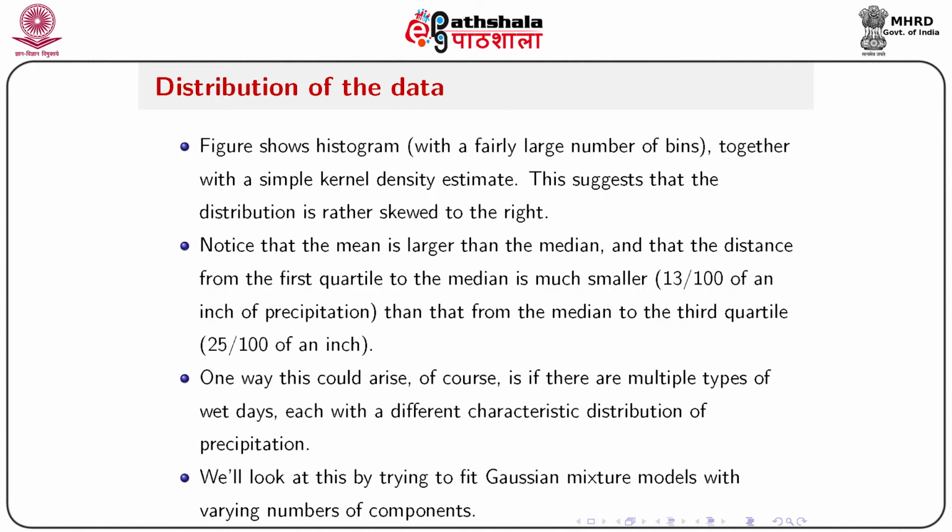So the figure shows the histogram together with the simple kernel density estimate. This suggests that the distribution is rather skewed to the right. Notice that the mean is larger than the median, and the distance from the first quartile to the median is much smaller than that from the median to the third quartile. One way this could arise, of course, is if there are multiple types of wet days, each with a different characteristic distribution of precipitation. That means actually it's a mixture of multiple distributions. It's not one particular distribution. That could be the reason, and we will look at this by trying to fit a Gaussian mixture model with varying number of components.